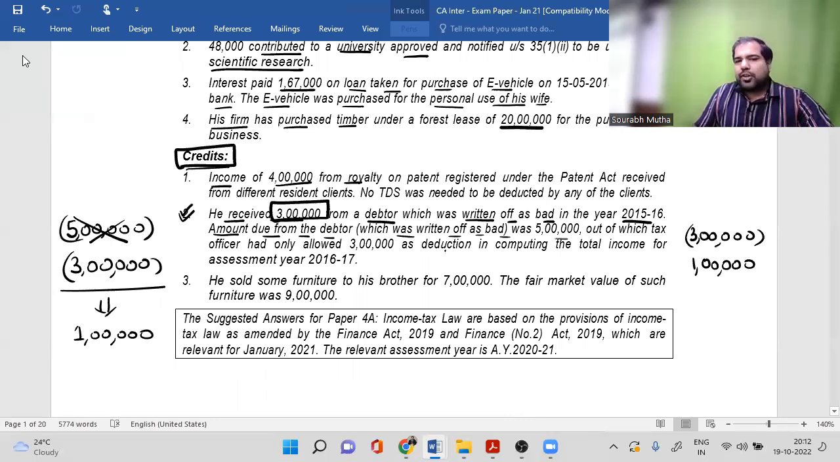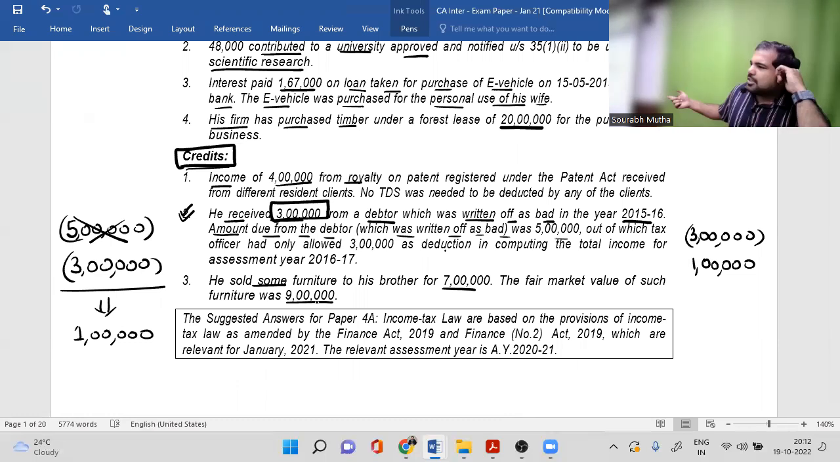He sold some furniture which was worth 7 lakh to his brother, and the furniture was actually worth 9 lakh. Has he given some discount? Guys, please tell me, excessive or unreasonable expense, is that a problem? But excessive or unreasonable income, is that a problem? No, guys. So 9 lakh furniture, can you sell it to your brother for 7 lakh? Is there any problem with that?